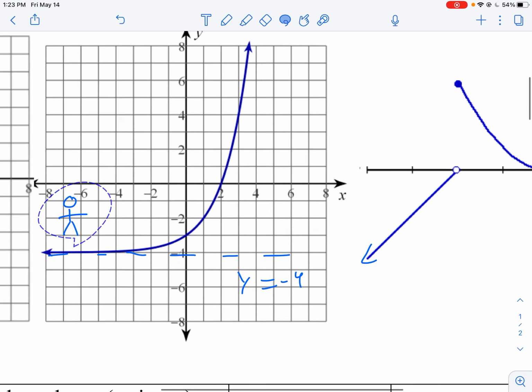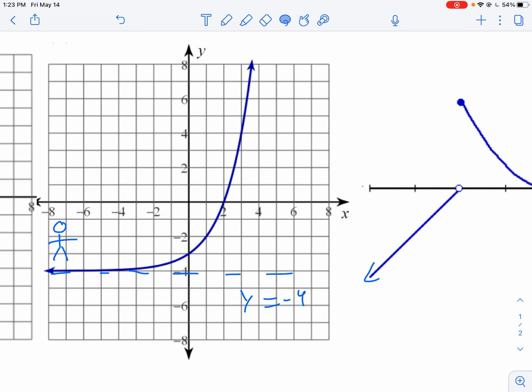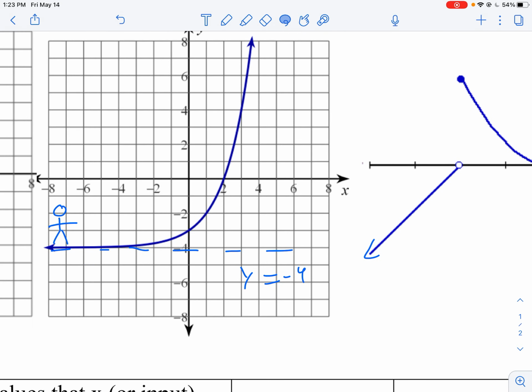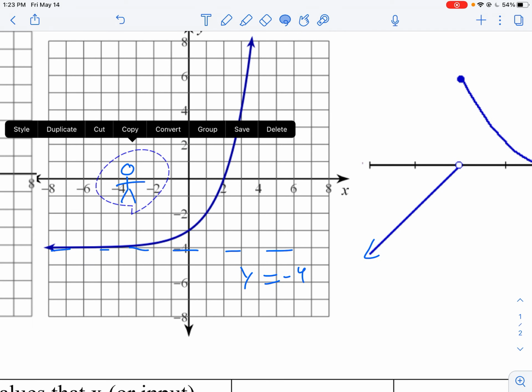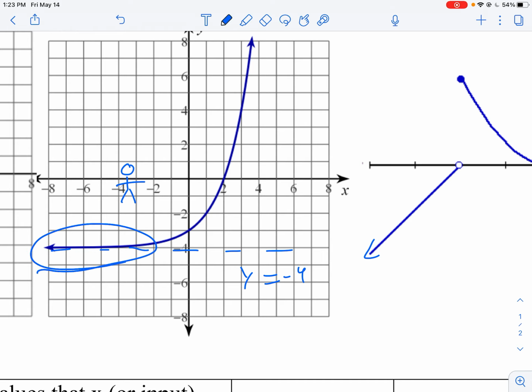Well, let's go to this next graph. As you go from left to right, is it going up or down? Well, it's entirely going up. Just up, up, up, up, up, up. Even over here on the left side, where it doesn't look like it's moving a whole lot, it is going up because it's exponential. It's just going up little tiny bits as you go from left to right. So this function is entirely increasing. So from negative infinity to positive infinity, it's all increasing. It would not have an interval of decreasing at all.